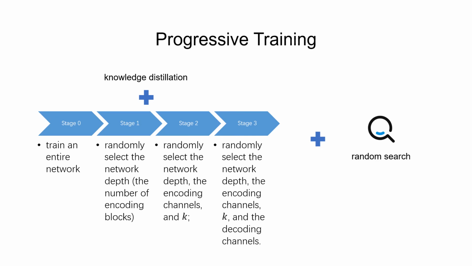To alleviate interference between different subnets, we train the network progressively, in sequence from large to small subnets. Specifically, we first train an entire network from scratch. Then, we randomly sample a subnet based on the specific search space at different stages in each training iteration.